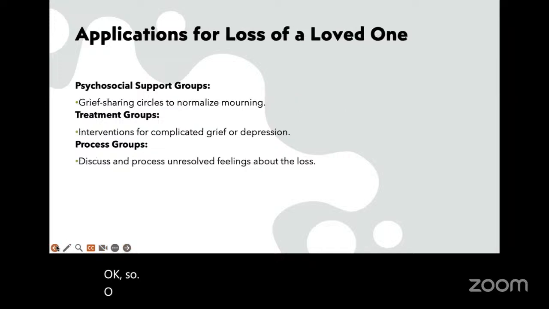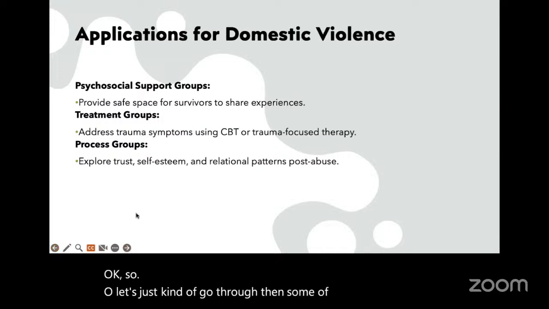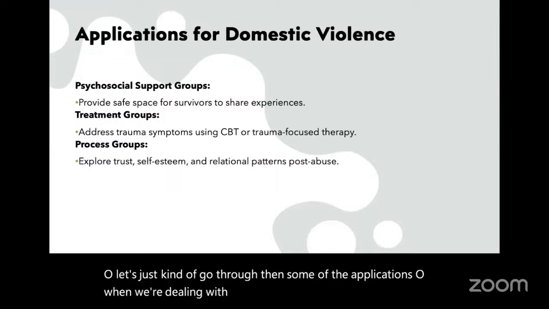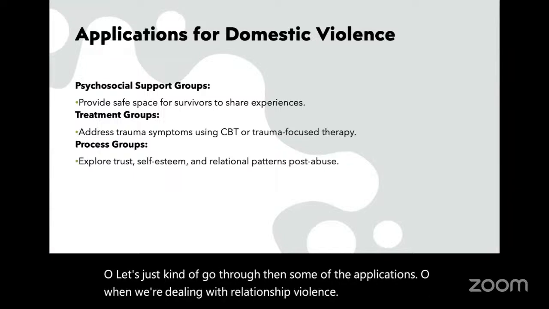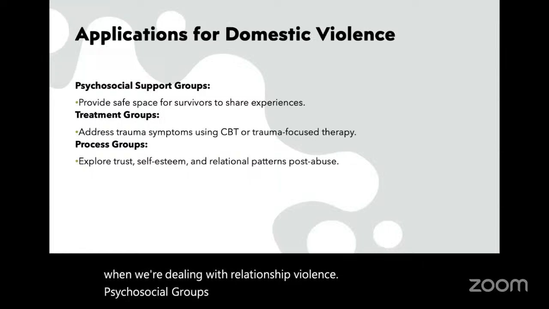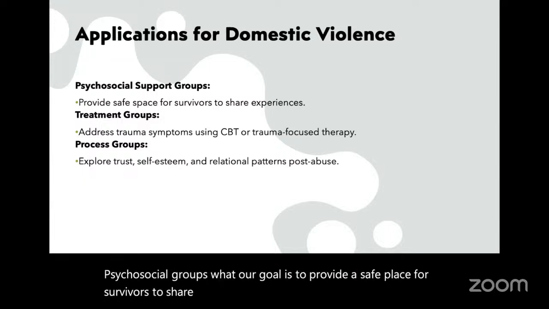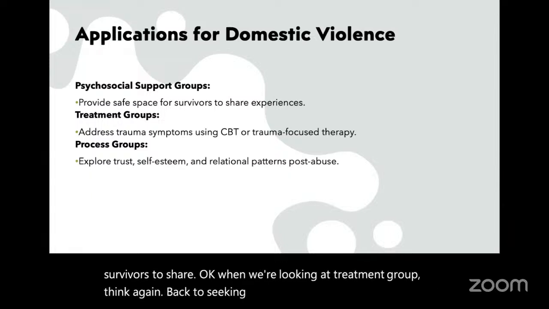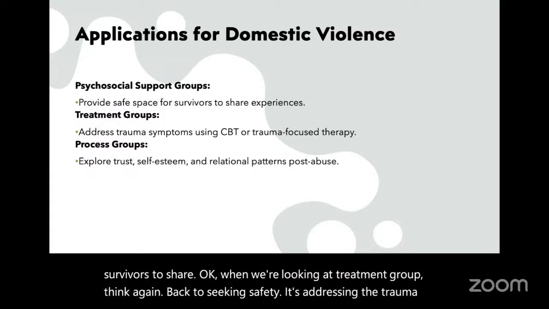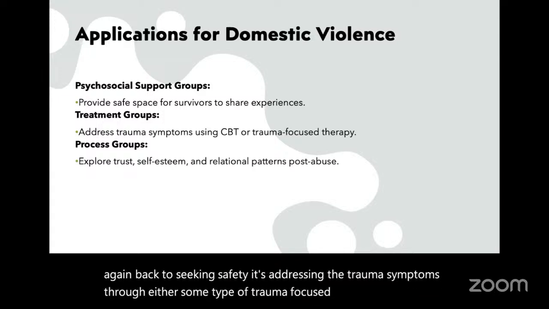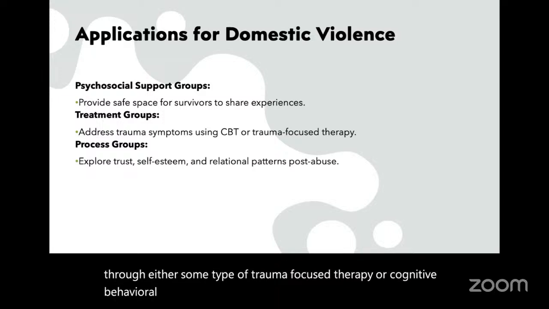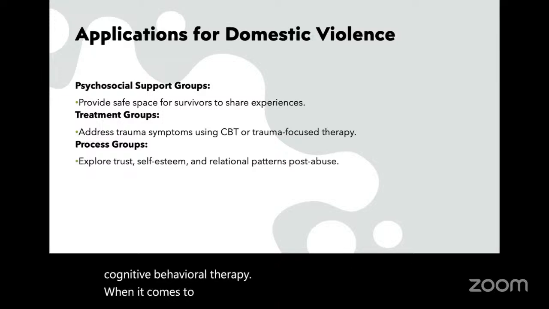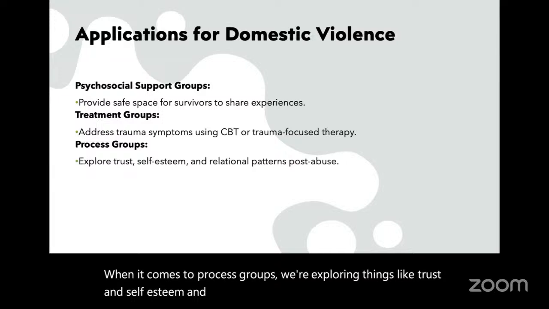So let's just go through then some of the applications. When we're dealing with relationship violence, psychosocial groups, our goal is to provide a safe place for survivors to share. When we're looking at treatment group, think again back to seeking safety. It's addressing the trauma symptoms through either some type of trauma focused therapy or cognitive behavioral therapy. When it comes to process groups, we're exploring things like trust and self esteem and relationship patterns post abuse.